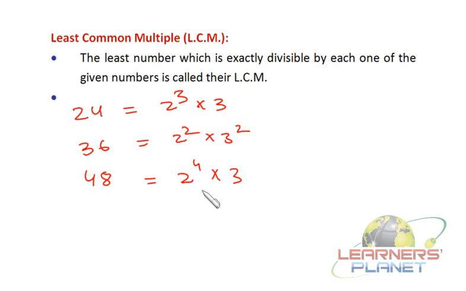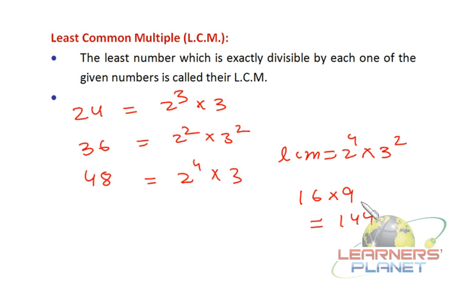Now we have to take the LCM. What is the highest power of 2? That is 2 raised to 4. LCM is 2 raised to 4 into, now what is the highest power of 3? That is 3 square. No other number is there. That means LCM of 24, 36 and 48 is equal to 16 into 9, that is 144. It's so simple friends.